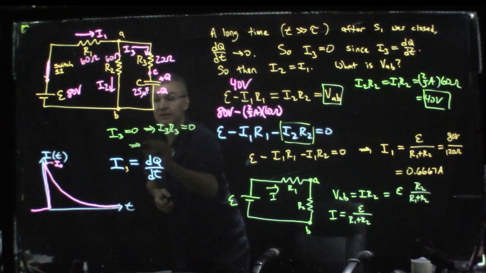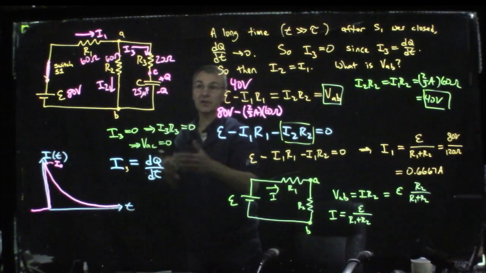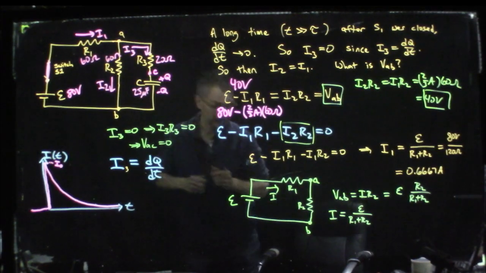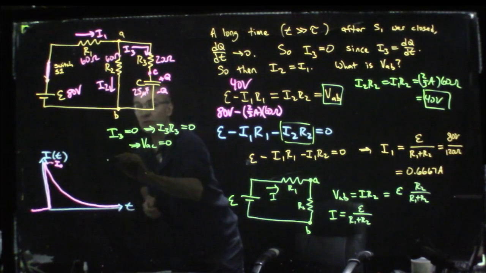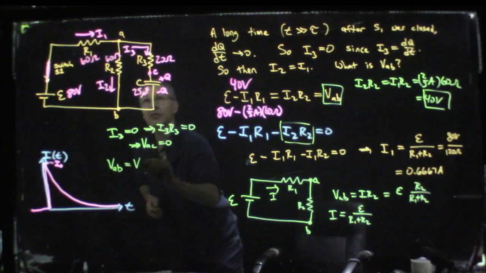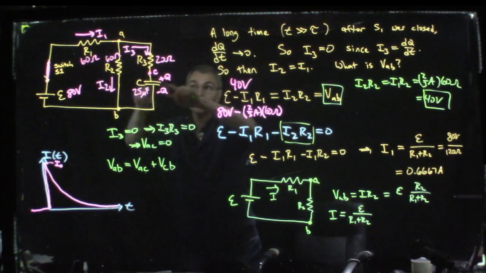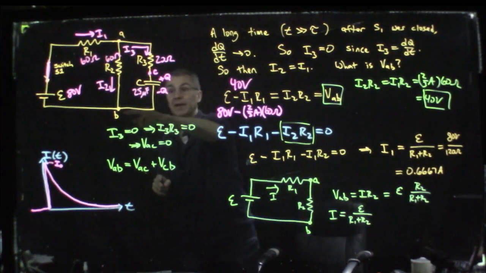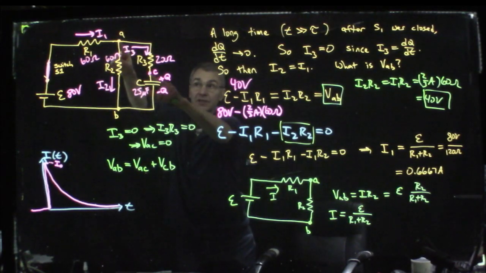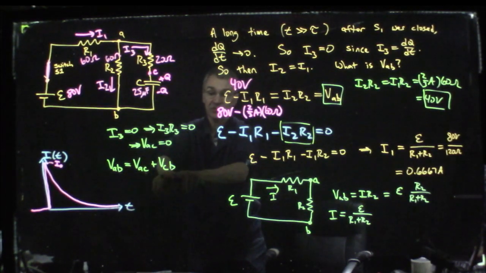So that means VAC is 0. That's the voltage between point A and point C. The voltage between points A and B is the same as the voltage between points A and C plus the voltage between points C and B. This voltage difference between A and B must equal this voltage difference between A and C plus this voltage difference between C and B. That's like saying VA minus VB equals VA minus VC plus VC minus VB.